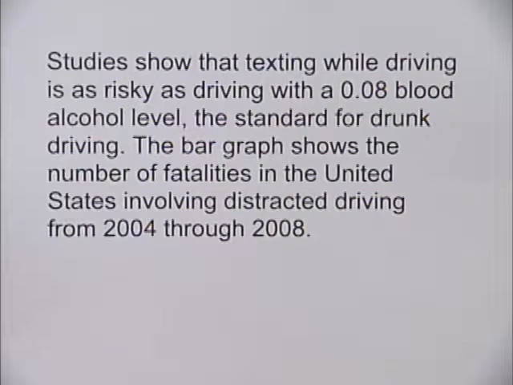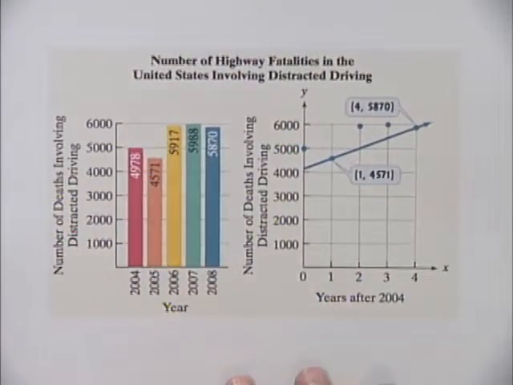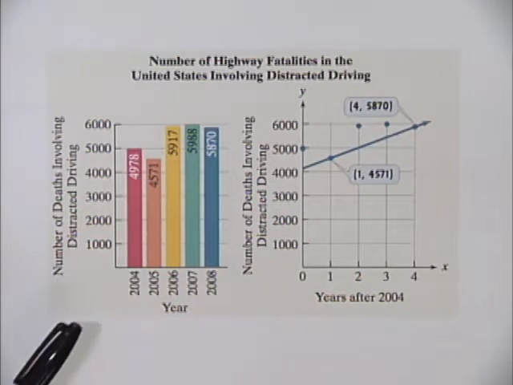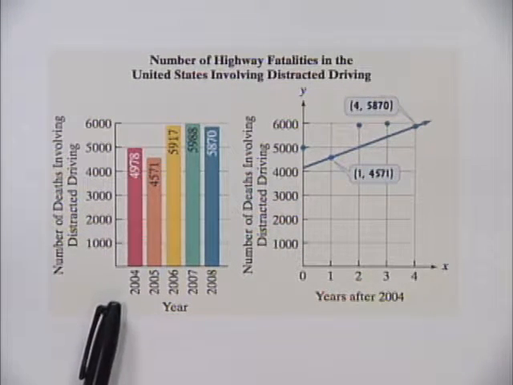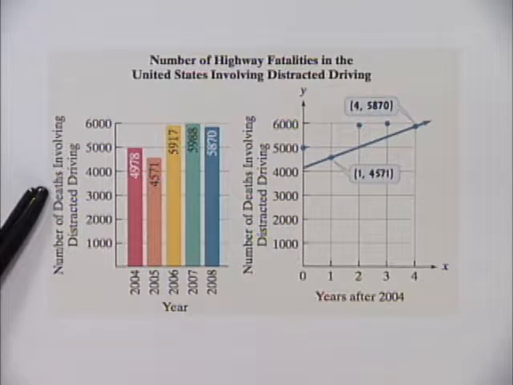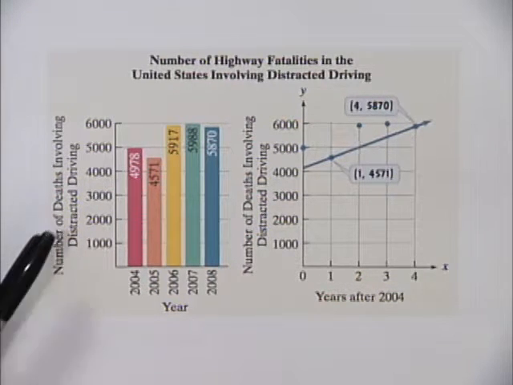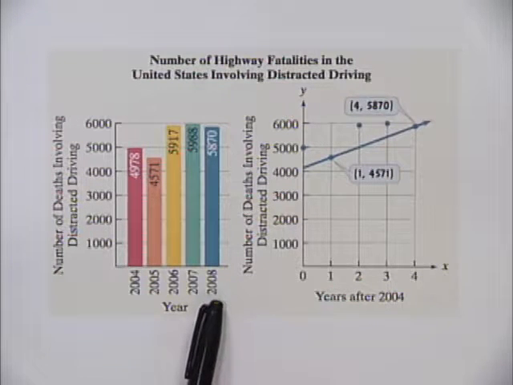Studies show that texting while driving is as risky as driving with a 0.08 blood alcohol level, the standard for drunk driving. The bar graph shows the number of fatalities in the United States involving distracted driving from 2004 through 2008. So the left-hand graph is a bar graph, number of deaths involving distracted driving, and then the years 2004 through 2008.